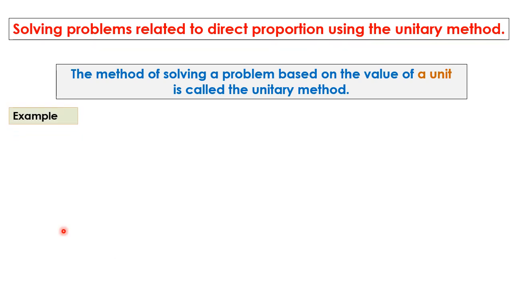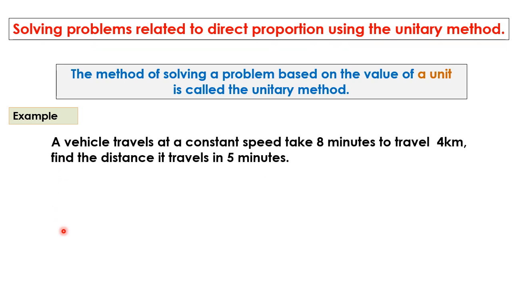Let's see one example of how to solve a problem using the unitary method. A vehicle travels at a constant speed and takes 8 minutes to travel 4 kilometers. Find the distance it travels in 5 minutes. So in 8 minutes, 4 kilometers. In 5 minutes, how many kilometers? Let's try to solve this using the unitary method.